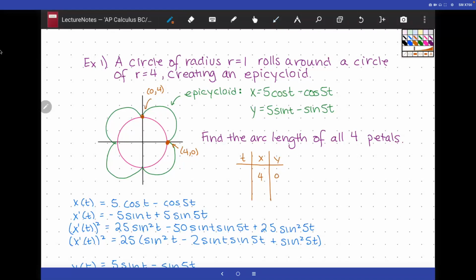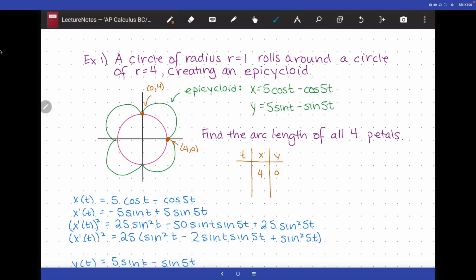Anybody know what value of t, if we plug it into x, gives us a 4, and plug it into y, gives us a 0? Yeah, just start with your quadrantal angles and see if that works. And it does. So when t is 0, x will be 5 minus 1, which is 4. And y will be 0 minus 0, which is 0. Oh, that works.